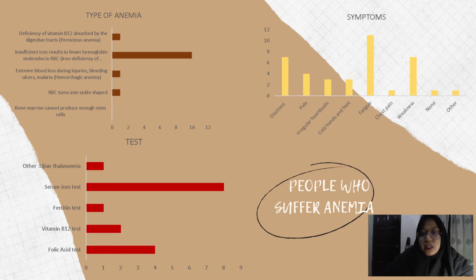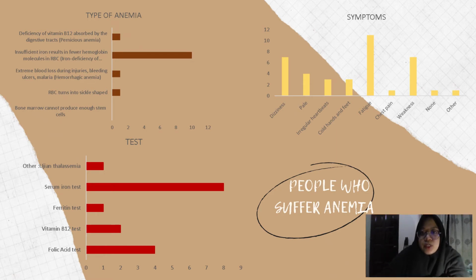In addition, all of the respondents experience fatigue as their most common symptom when suffering anemia, which is at 100%. Next, 63% of the respondents also agreed that they suffer weakness and dizziness, while 36.4% suffer paleness as a symptom. It is followed by respondents experiencing symptoms that are irregular heartbeat and cold hands and feet, which is at 27.3%. The least experienced symptoms are chest pain and eating ice at 9.1%, while 9.1% more respondents do not suffer any symptom.